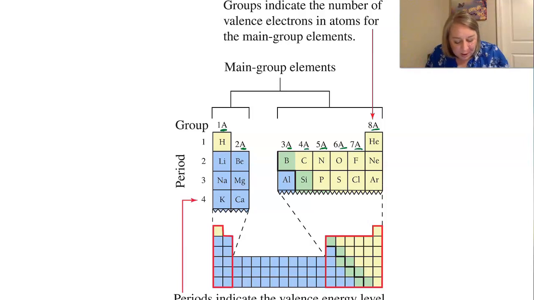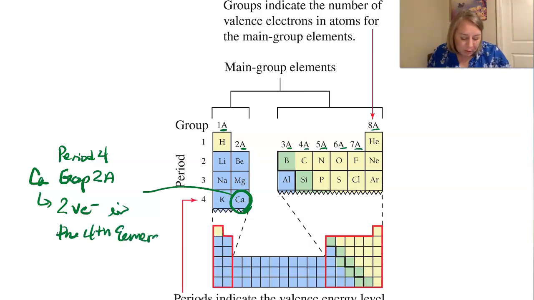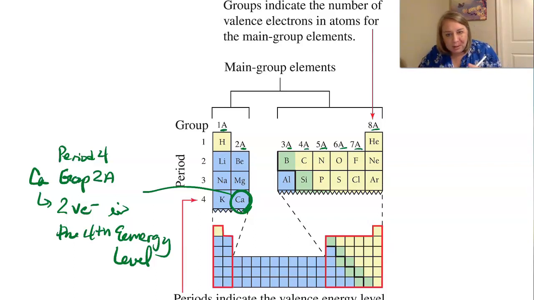Let's take calcium here. So calcium is in group 2A. That tells us calcium has 2 valence electrons. It is in period 4. That tells us we have 2 valence electrons in the 4th energy level. Okay? So you could do that with any of your main group elements. That should be pretty easy, right? Let's look at some other elements.